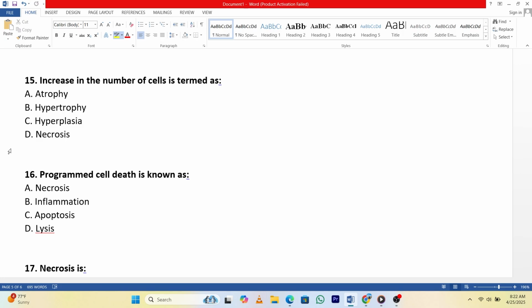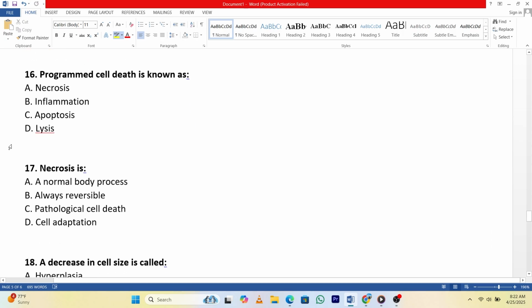15. Increase in the number of cells is termed as A. Atrophy. B. Hypertrophy. C. Hyperplasia. D. Necrosis. Answer: C. 16. Programmed cell death is known as A. Necrosis. B. Inflammation. C. Apoptosis. D. Lysis. Answer: C.